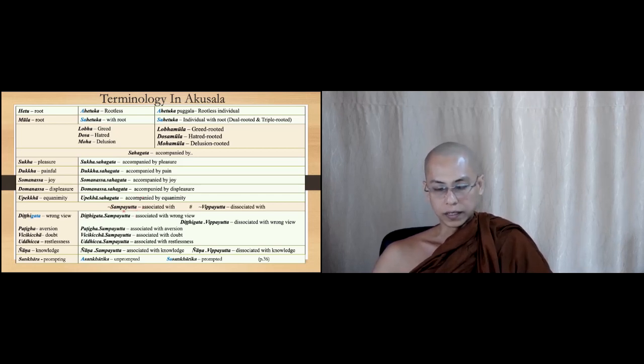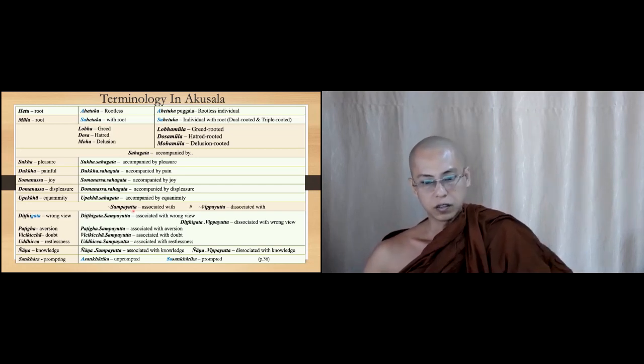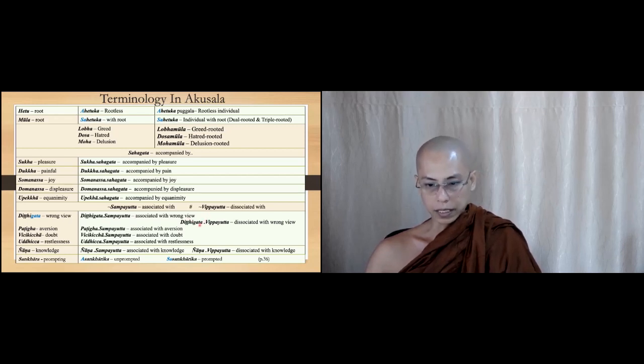Then another keyword for the akusala classification, which also applies to the blissful types of consciousness, is sampayutta and vippayutta. Sampayutta is associated with, vippayutta is dissociated with. You can find this usage in the 24th condition, the Patthana: sampayutta paccayo, vippayutta paccayo. This sampayutta and vippayutta come with the word ditthigata, wrong view. Ditthigata sampayutta, associated with wrong view; if vippayutta comes together with ditthigata, dissociated with wrong view.